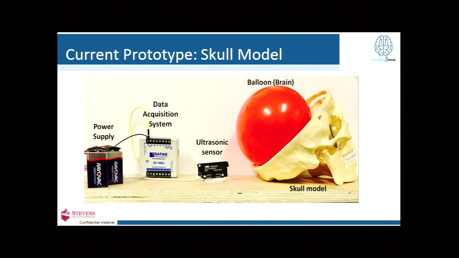And then we developed into the current model, which is the skull model. It reflects the anatomical space a little bit better. And then we also have the cap over there. We're just showing an exaggerated picture. But then we also have the balloon simulating the brain. And in addition to that, the ultrasonic sensor, together with the camera, to have the visual feedback attached to a data acquisition system and the power supply and the rest of the circuit components.